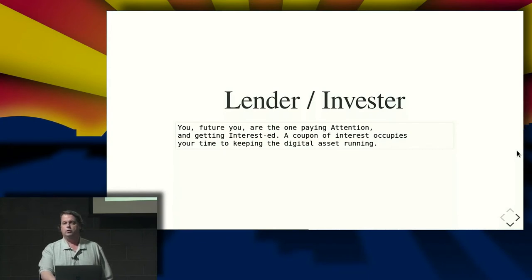Then there's the lender or investor. This is you or your future you, and it is a little bit different from the typical investor because it's an obligation you've taken on as a participant to pay attention to something. So, for example, you're here second Thursday of the month. That's a fairly significant investment in your time, and going forward, it's a way of talking about obligations. Now, this works whether you're working with commercial software systems, whether you're participating in an Apache project. Your time and your investment of attention into a particular digital asset is the role that the lender or investor plays. And then there's the trustee.